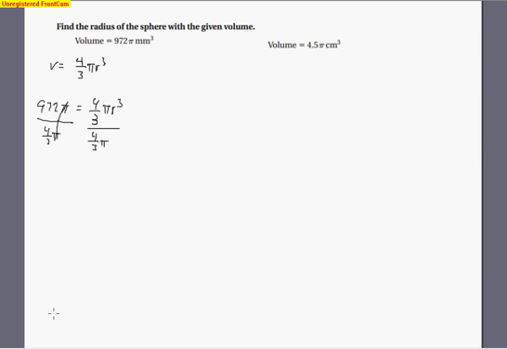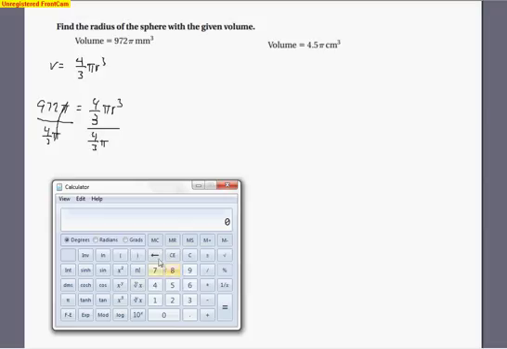And when I go ahead and do this division in the calculator, I would use the parentheses. So I'm going to write 972 divided by, and then I'm going to use the parentheses to make sure I get the division done correctly for the 4/3. So 4 divided by 3, and then I'm going to close the parentheses. Now this is the answer for 4 divided by 3. So I press equals, and then it gives me my number 729.